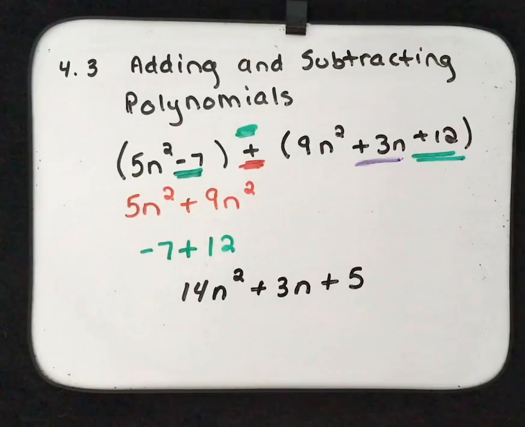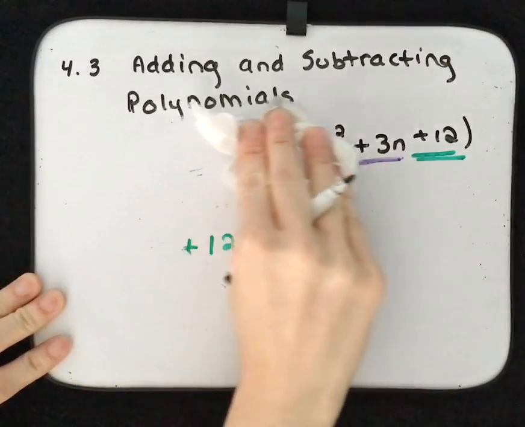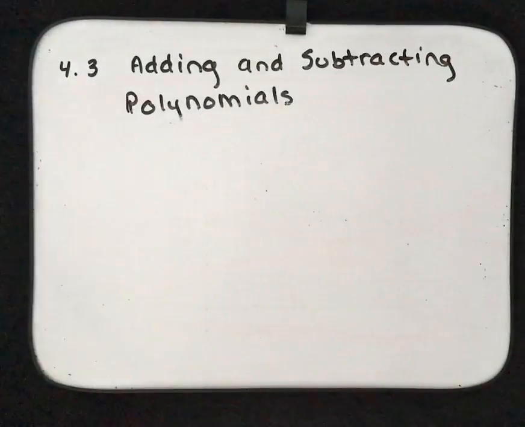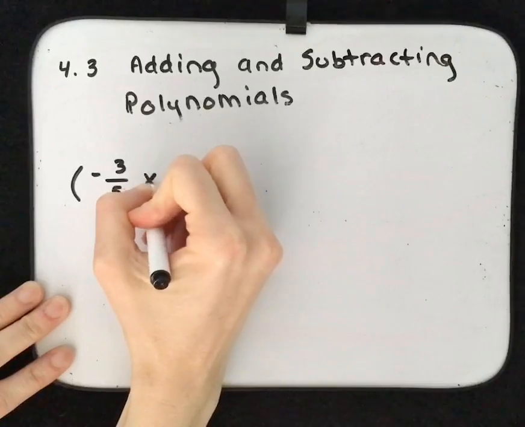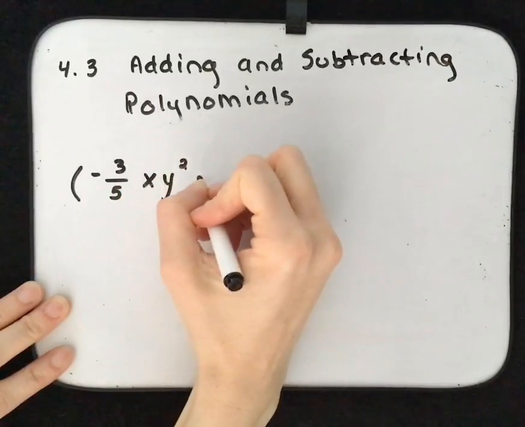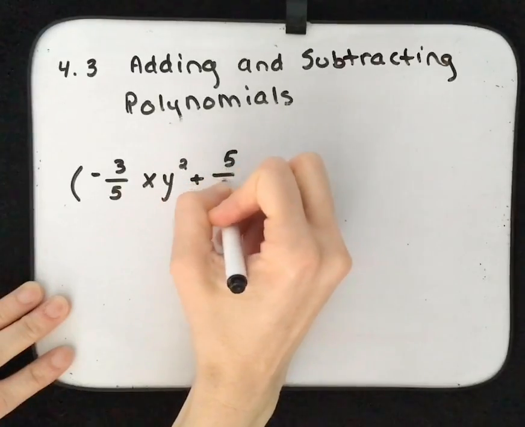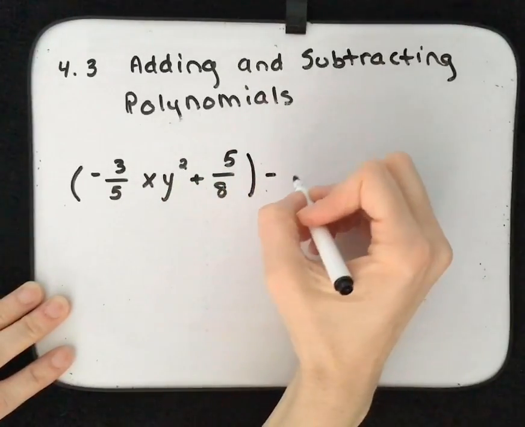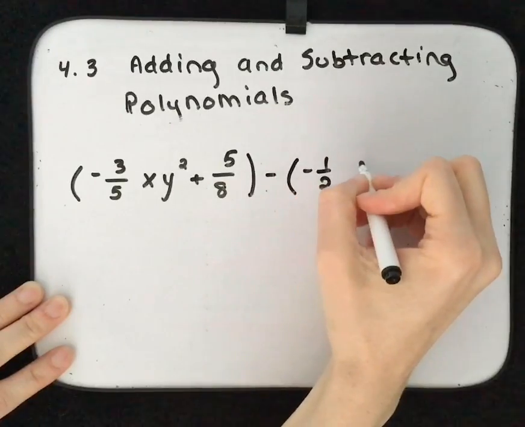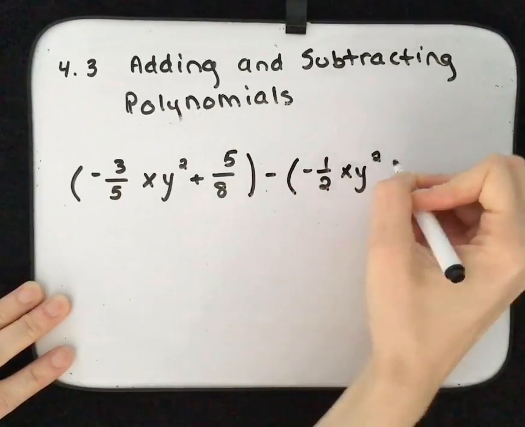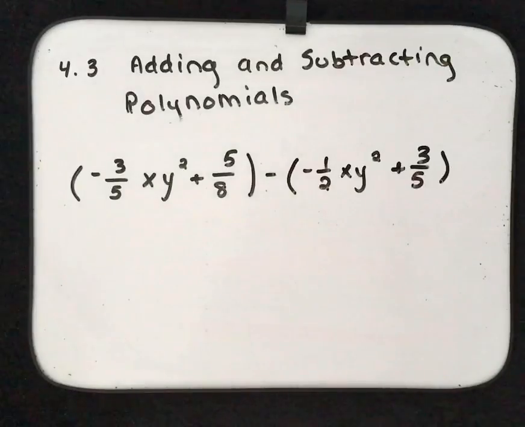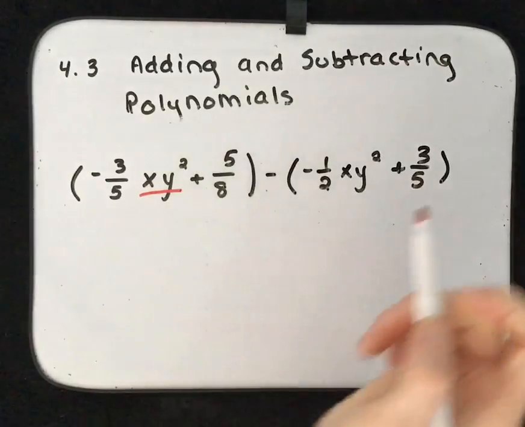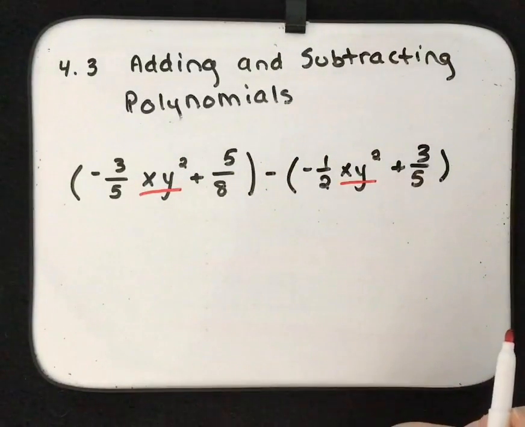Let's try again. All right, lots of fractions on this one. So let's make sure that we are considering the like terms. Here I have xy to the second. Here I have xy to the second. So these are like terms.